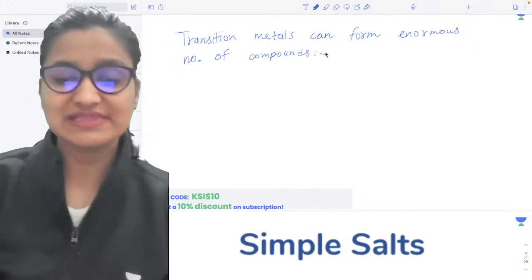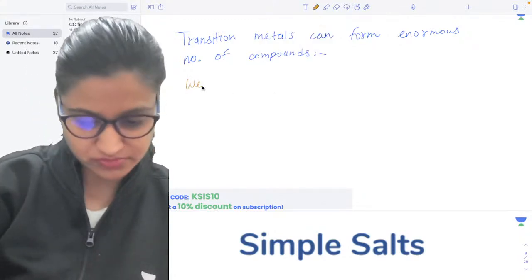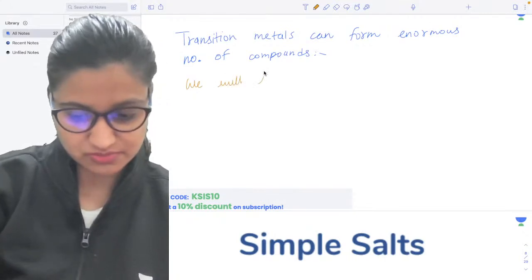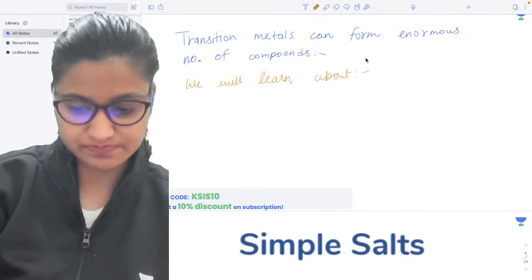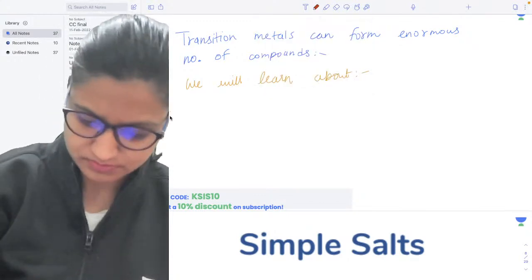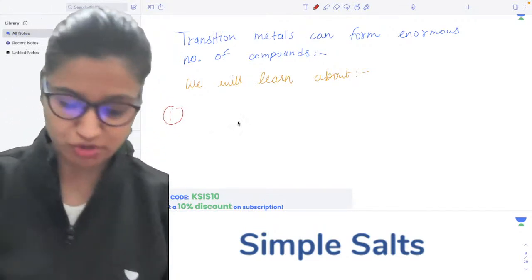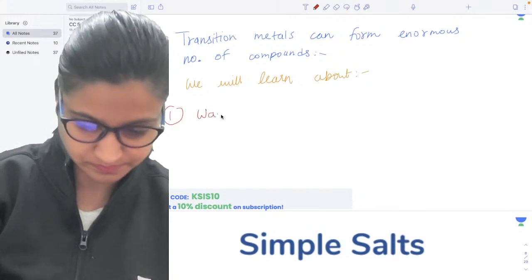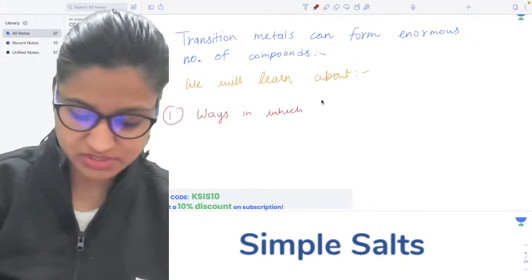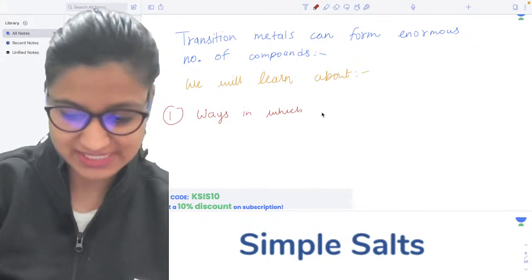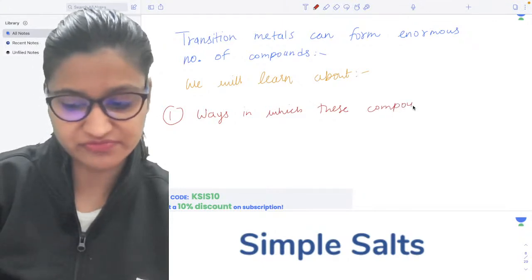And let's see what we will learn about here. Number one, ways in which coordination compounds are formed. Ways in which these compounds are formed. Like, how are they formed, right?